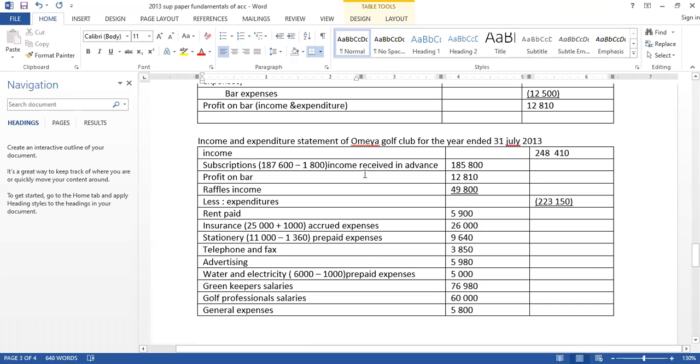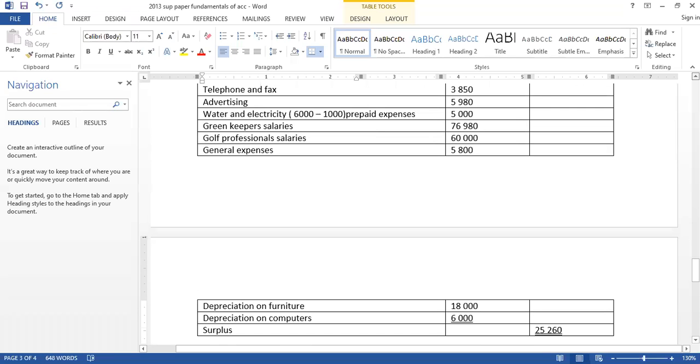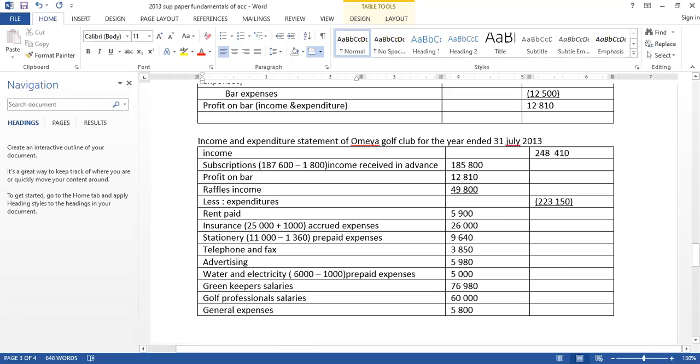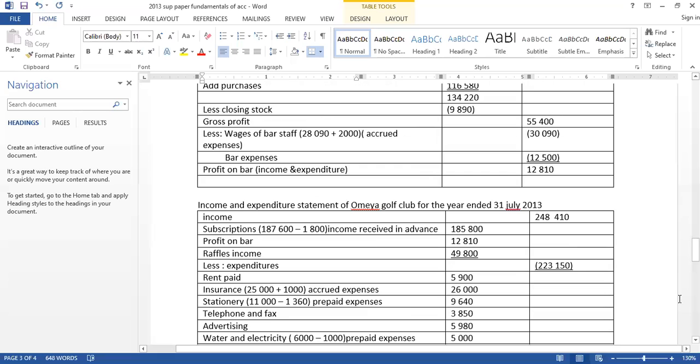Now, if we look at our income and expenditure, we have prepaid expenses. Ne? Stationery was prepaid, water and electricity was prepaid. So what we need to do is add those prepayments together because those are our current assets. So we have a prepayment of 1,360 plus a prepayment of 1,000. Ne? So in total we have prepayments of 2,630. Do we understand?